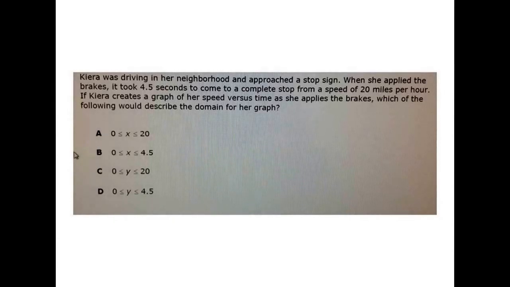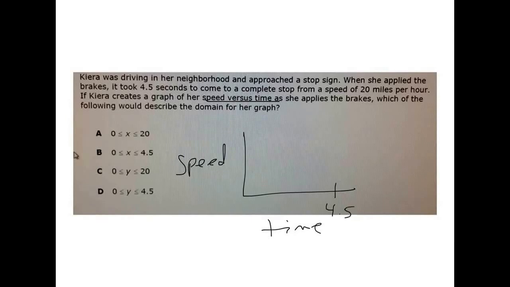Okay. This is the same problem we talked about the other day with Kiera. I want to show you guys how I drew the graph again. When I see that this is speed versus time, then I know this is speed versus her time. Okay. We go back through and reread the problem. When she applied the brakes, it took her 4.5 seconds. So this graph ends at 4.5. Here, it's going to be 0 in both directions. She had a top speed of 20, so this is 20 miles an hour.